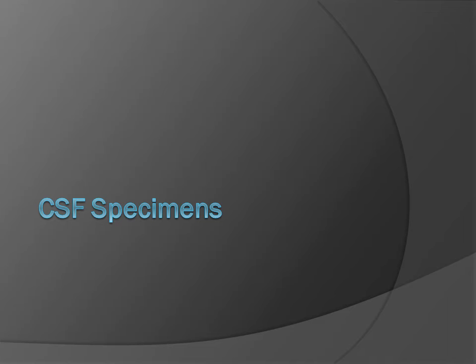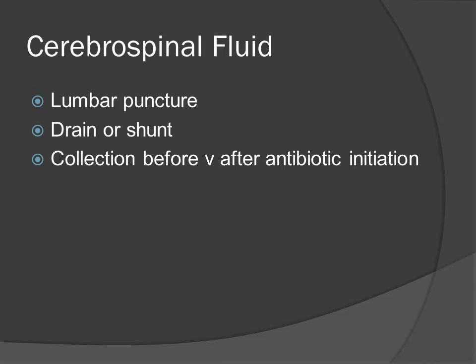Okay, now we're going to take a look at CSF specimens. Cerebrospinal fluid is obtained through a lumbar puncture. It can also be obtained through a drain or a shunt. And then you want to note whether or not collection was done before or after antibiotics were initiated.